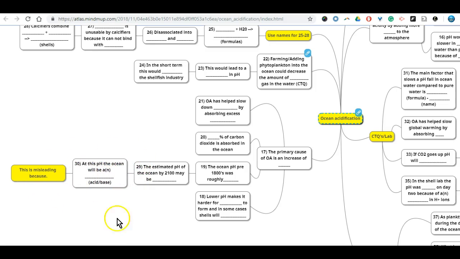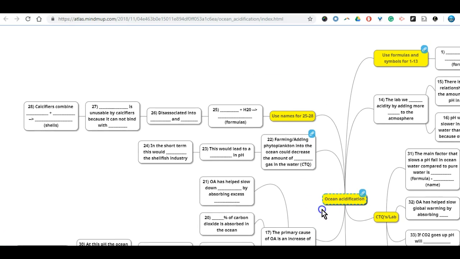This is a little bit misleading because they call it ocean acidification, but the ocean's never going to become an acid. It just isn't. It's going to become more acidic because it's moving away from 14, getting closer to 0, but it's never going to become an acid.